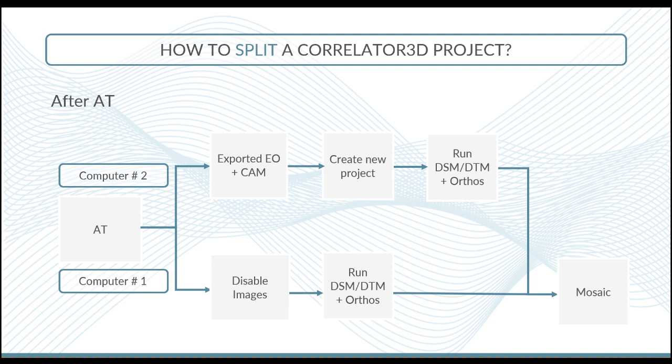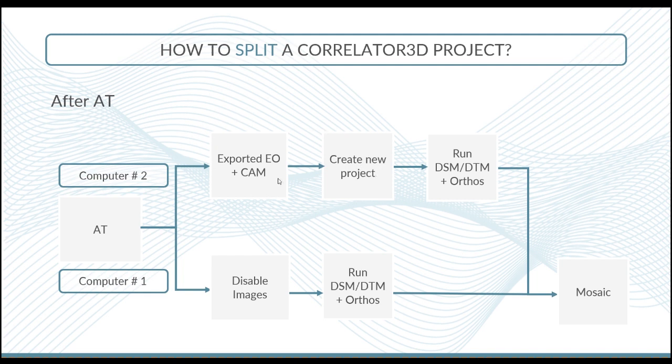There's maybe a couple of ways to do it, but one way is that first you run the aerial triangulation of all your single block on one computer. And then when it's time to separate the blocks, so you want to send some part of the project on another computer, what you can do is, after the aerial triangulation, export the exterior orientation that has just been refined by the aerial triangulation, and the camera parameters. You export this and you're going to use this on another computer to import and create a project.